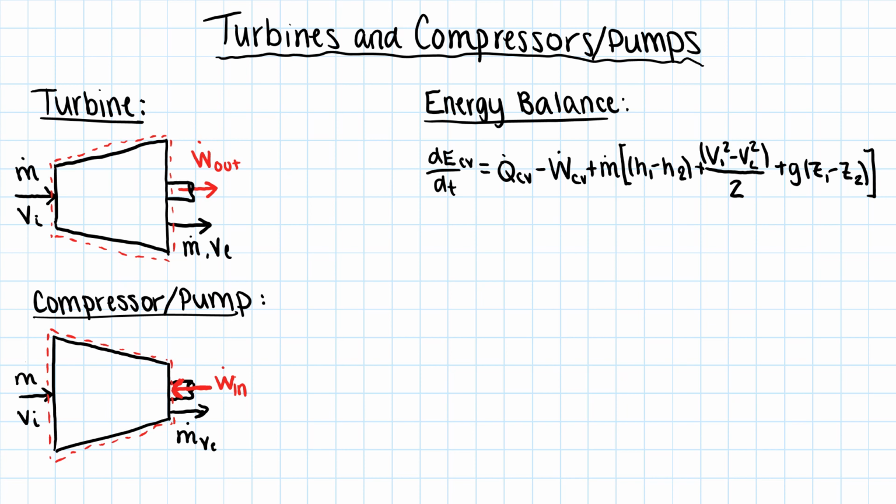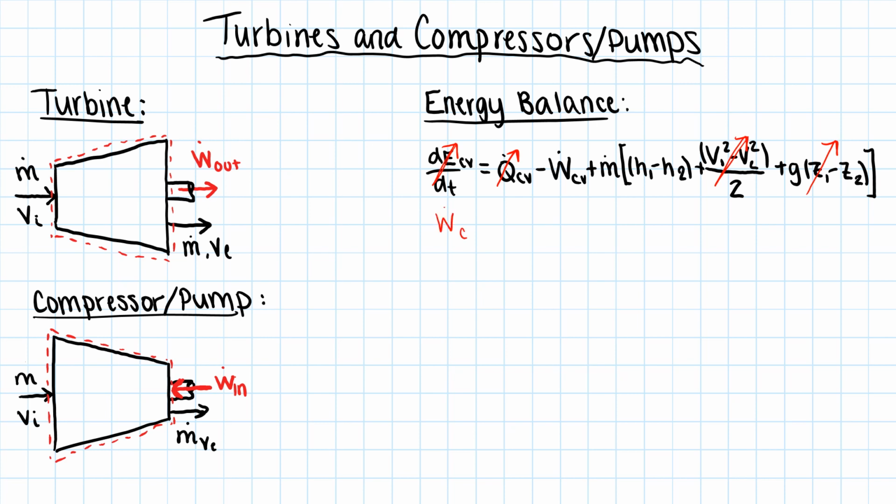In our energy balance, just like with our diffusers and nozzles, we're assuming steady state, so your dE/dt can cancel out. We're assuming that there's negligible stray heat transfer with the surroundings so that your Q dot will go away, and there is no change in velocity or elevation occurring, so your kinetic and potential energy will also equal 0 in this.